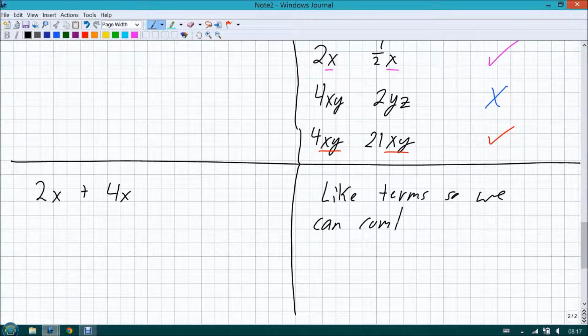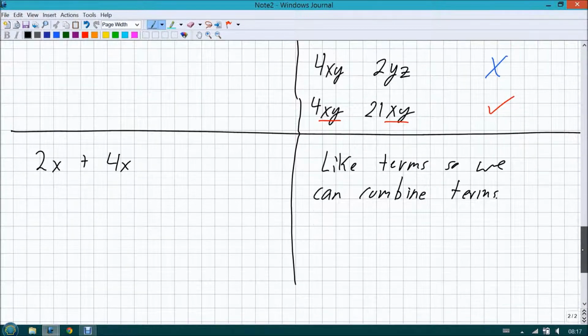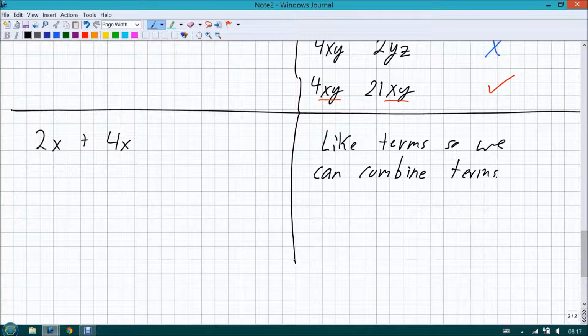You cannot combine unlike terms. They have to be the exact same thing. They have to be like terms for us to be able to do anything with them. Unless, of course, it's multiplication, which is weird. But with addition, if we want to be able to combine things, they have to be like terms. Is x the same thing as x? Yes, it is. So when we combine these, the coefficients change, but the variable remains the same.